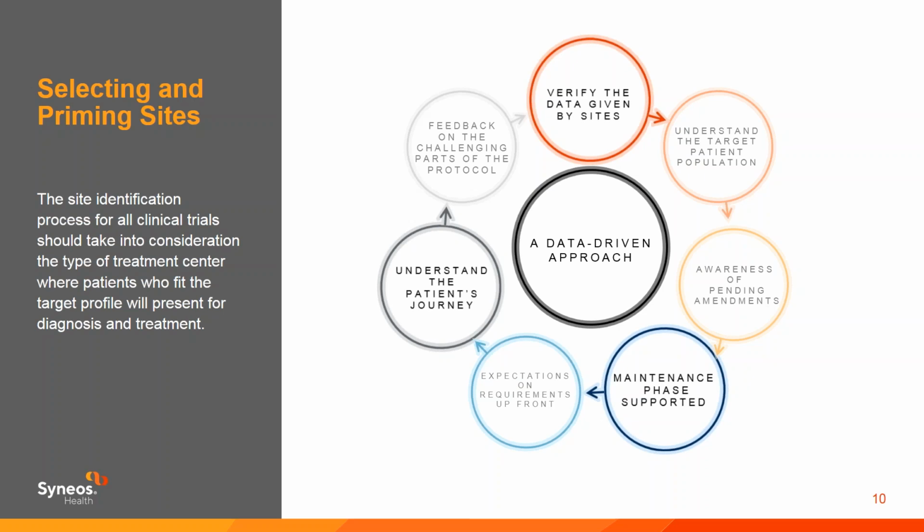So as you can see from the circle here, we've got quite a few areas that we drill down into. Verifying the data given by sites, understanding the target patient population, awareness of pending amendments, maintenance phase support, expectations on requirements up front, understanding the patient's journey, and feedback on the challenging parts of the protocol. For today's purposes, I'm going to focus on the 3 highlighted circles here. I'm more than happy in the Q&A section to talk about any of those other areas.